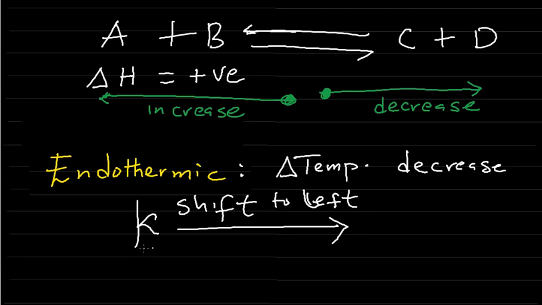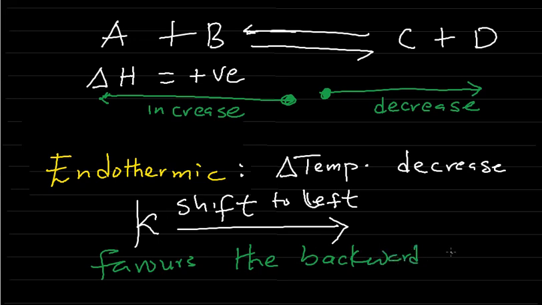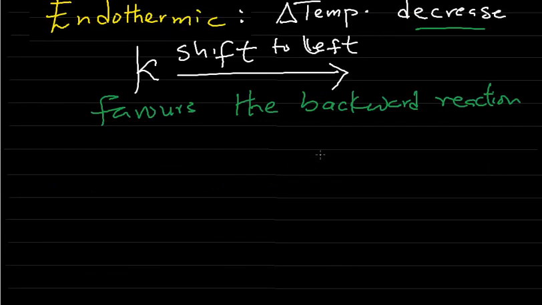It will always shift to the opposite, okay? So which eventually favors the backward reaction. So, of course, understanding how this works, we can explain exactly what happens if the system experiences an increase in temperature. Okay. All right. So that is it for the effect of temperature.